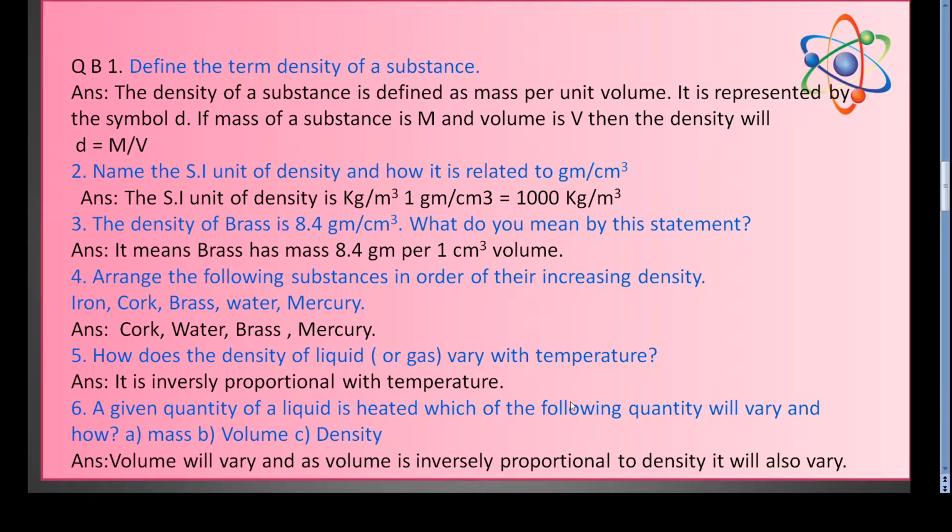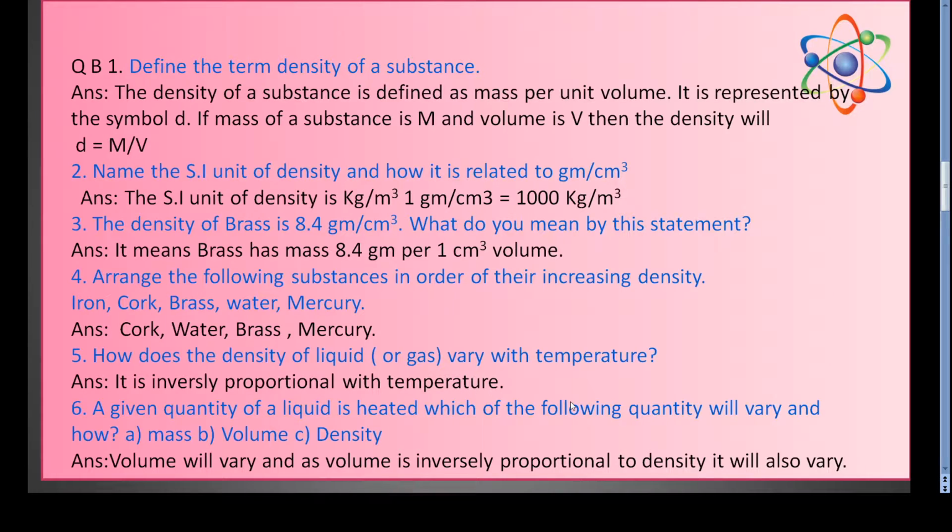Question number 1: Define the term density of a substance. Answer: The density of a substance is defined as mass per unit volume. It is represented by the symbol small d. If the mass of a substance is capital M and volume is capital V, then the density will be M by V, d equals M divided by V.